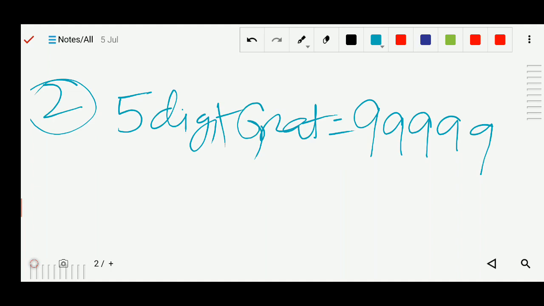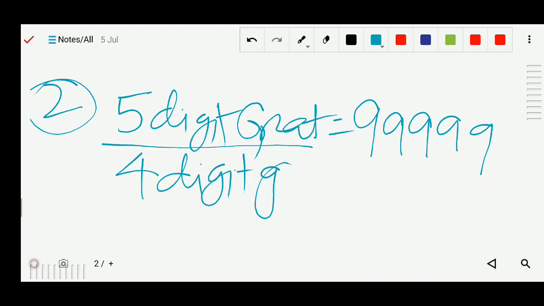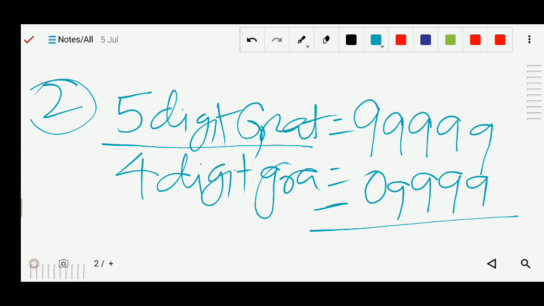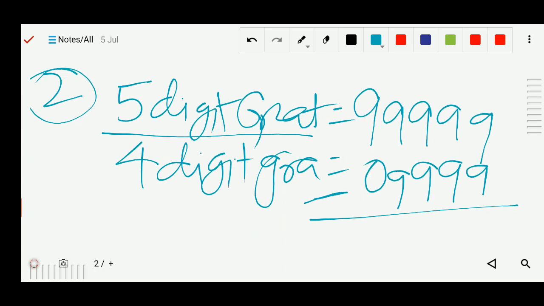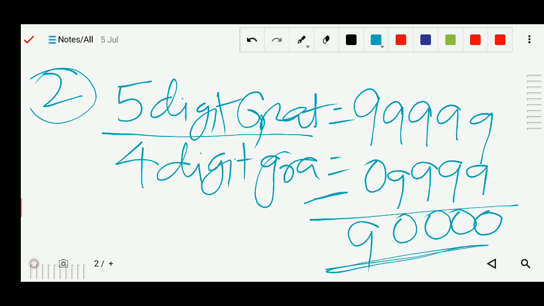And what you have to do? Just minus 1. Minus 1 means you can now write the 4-digit greatest number. 1, 2, 3 and 4, here is a blank. Now subtract. When you subtract, you will get 90,000. This is your answer. If it is 6-digit, you write the 6-digit greatest number here and the 5-digit here. If 7-digit, write the 7-digit greatest number and the 6-digit smallest number and subtract that.